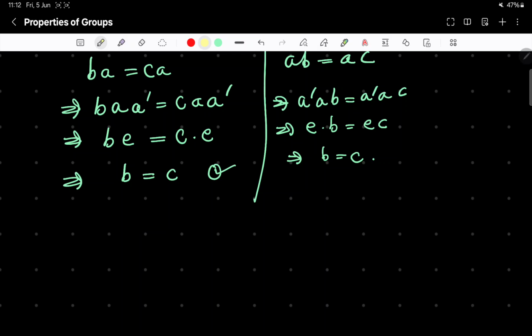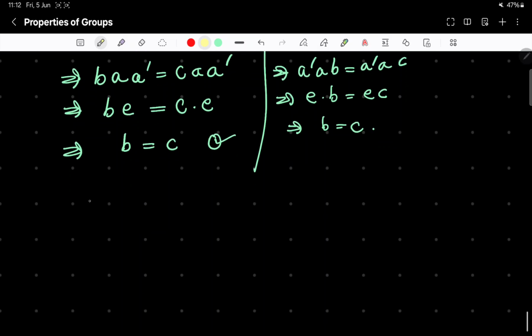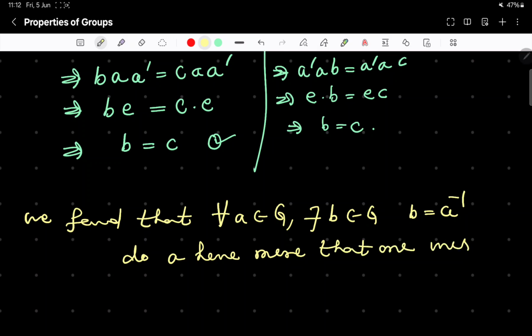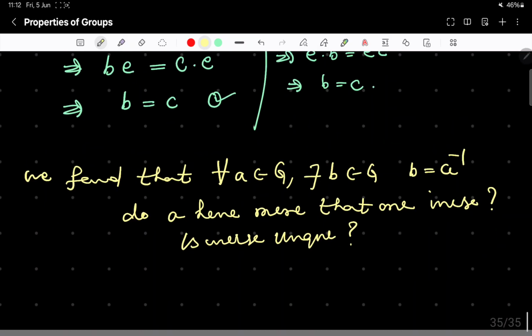Okay, now we are ready to prove what we found: for every A in G there is a B in G, and that B is the inverse of A. So what our problem is: does A have more than one inverse? Or is the inverse unique? Okay, so let's answer this.